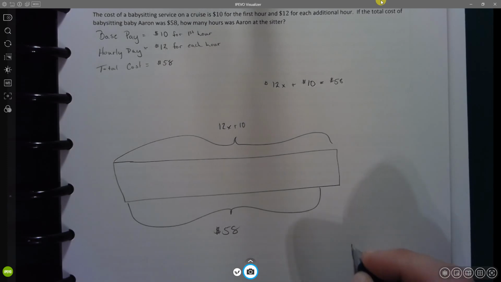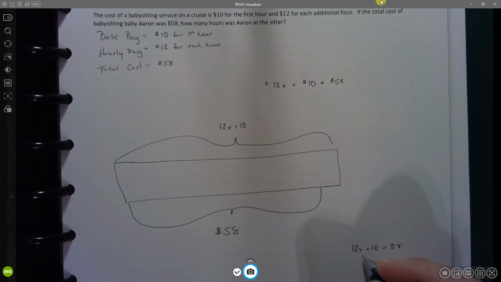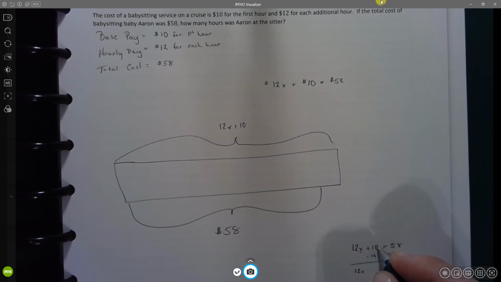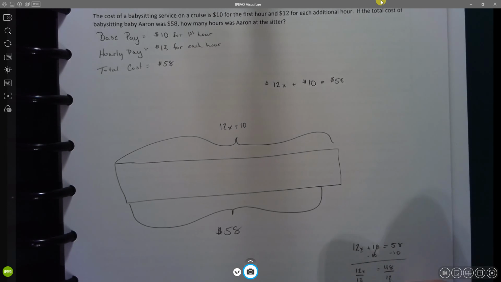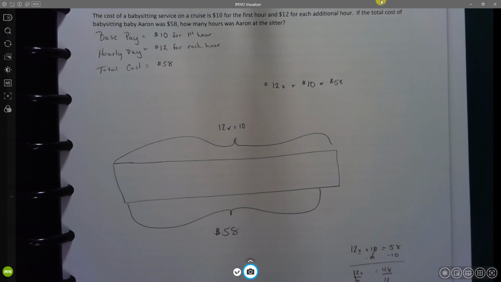Okay, fine, I'll prove it to you. In a two-step equation, the idea is to get the variable by itself. So we do the opposite of the addition, which is subtraction. We subtract 10 from both sides. You get 12x, since 10 minus 10 is 0, equals 48. 12x equals 48. Now this is a multiplication problem, and the opposite of multiplication is division. So we divide both sides by 12. 12 divided by 12 is 1, leaving x equals 48 divided by 12, which is 4. x equals 4. It would be 4 hours.